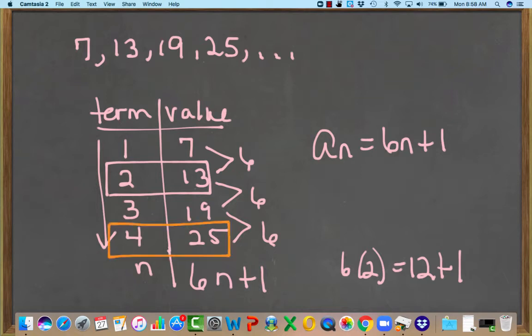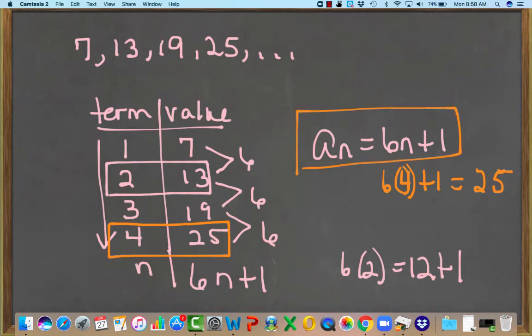So let's try 4. So 6 times 4 plus 1 would give me 25, and my fourth term is 25. So I do have the correct formula. It should be 6n plus 1.